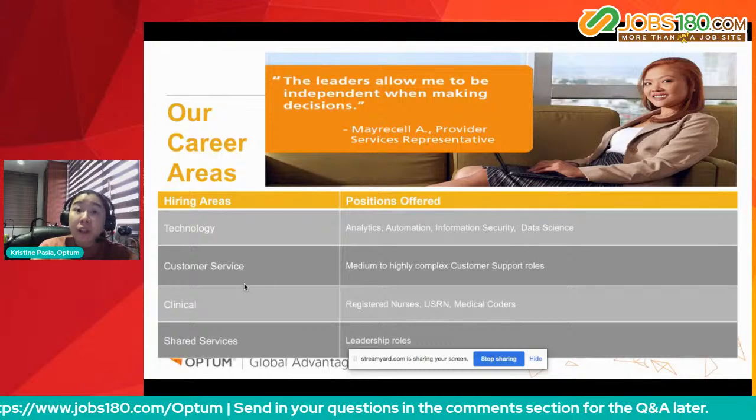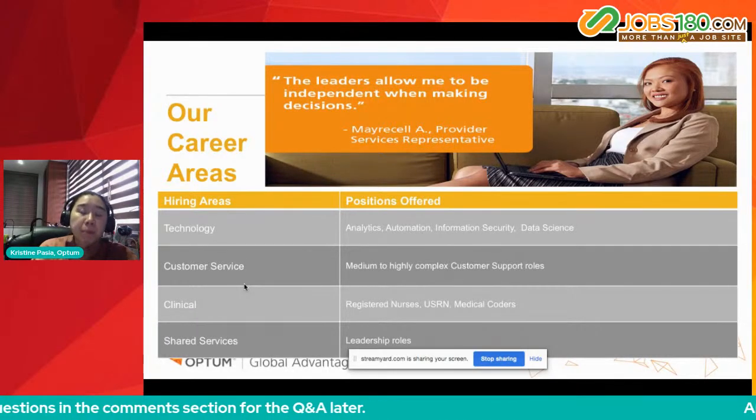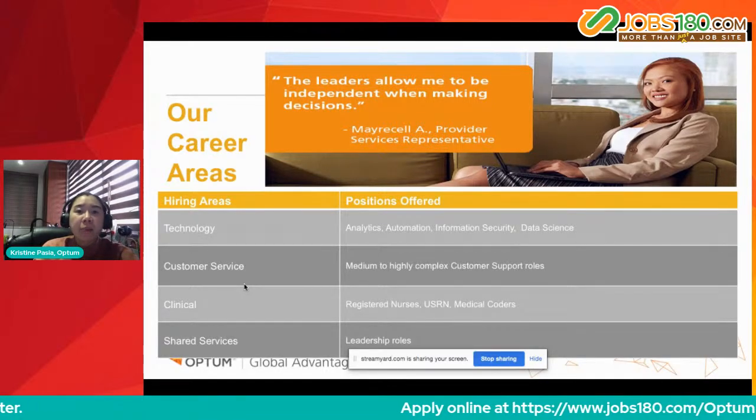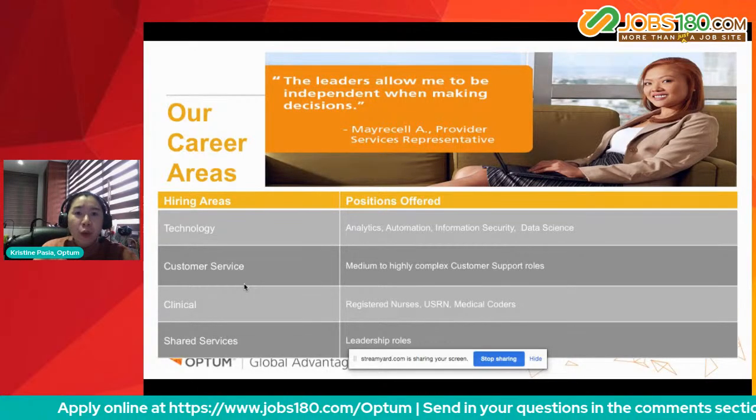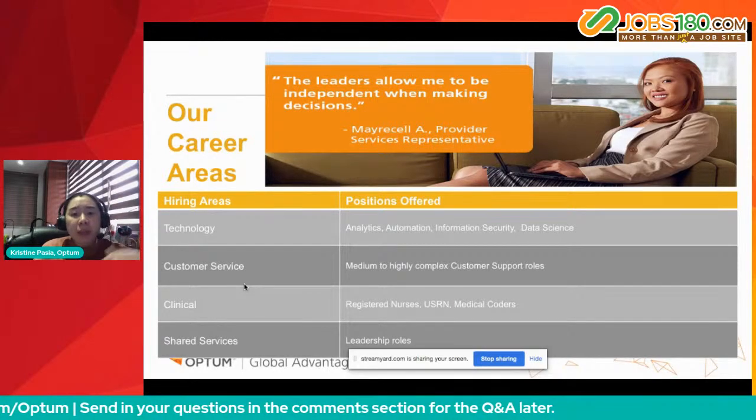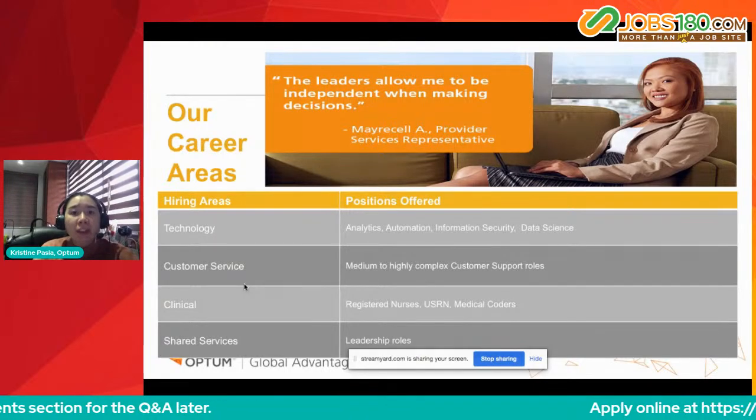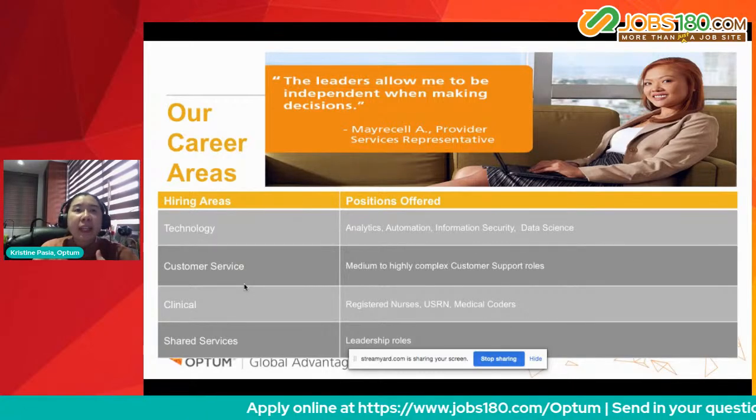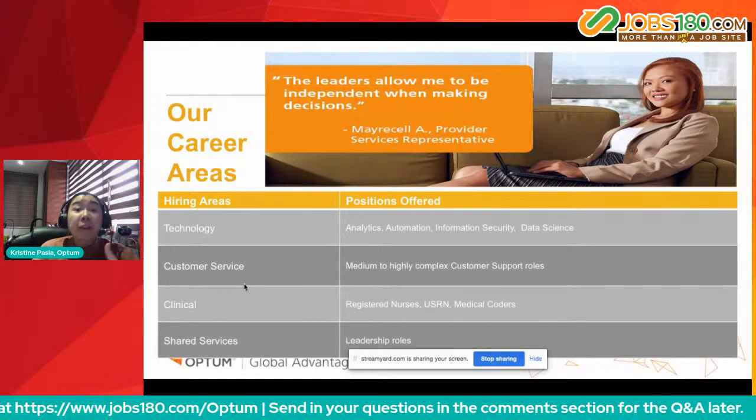We also have, of course, our customer service branch, which is always very much established and very strong. But as compared to other organizations where customer service would usually be taking orders or just handling a customer ordering a certain product, our customer service here in Optum would be more of medium to high complex customer service roles, meaning since we are a healthcare organization, we handle the prescriptions of the individual, or we make sure that they get the insurance claims that they have applied for under their healthcare plan.